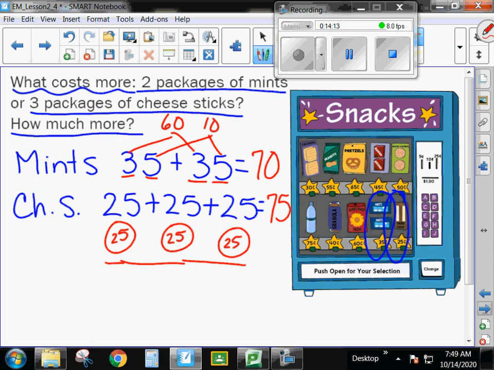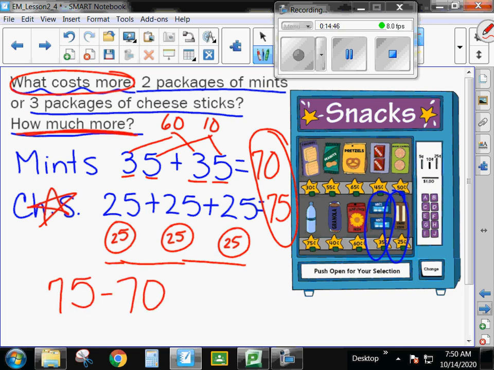So the first part said, what costs more? So now that you've done all of the work, which one costs more? The cheese sticks, right? But then it says, how much more? Remember, we talked the last couple of days with word problems. When you hear how much more, how much less, how much fewer, how much greater, you're comparing two numbers. When you're comparing two numbers, you're finding the difference. So I'm comparing these numbers, I'm finding the difference. That's really a subtraction problem. 75 minus 70.